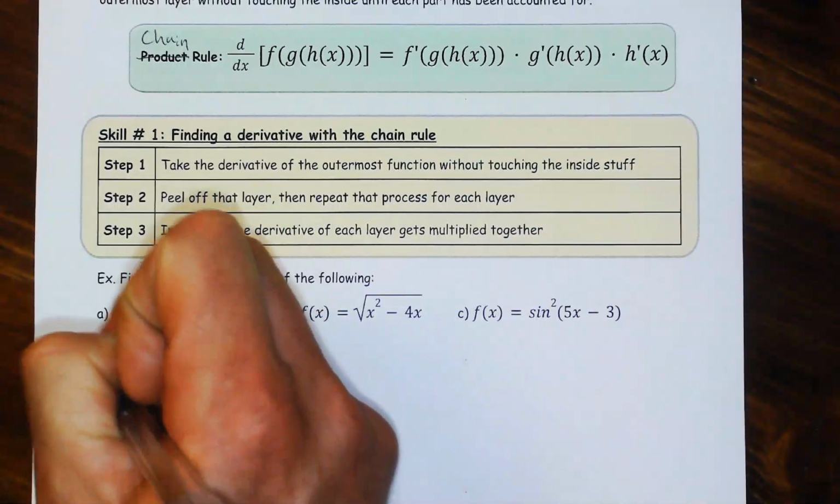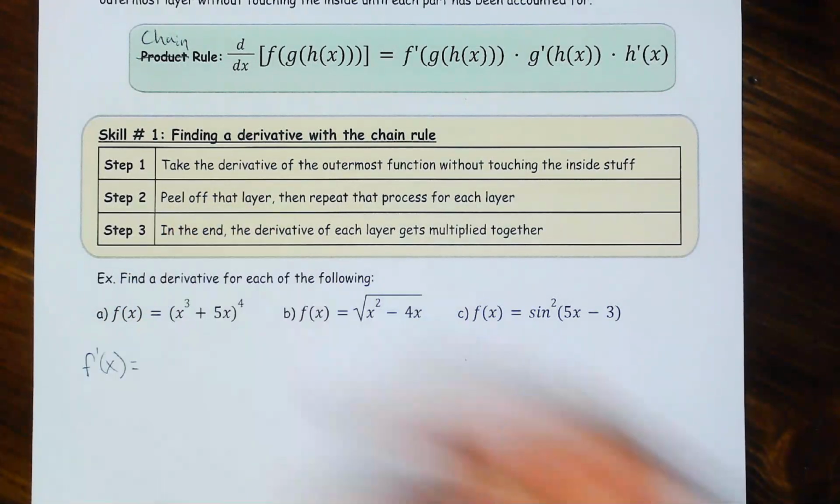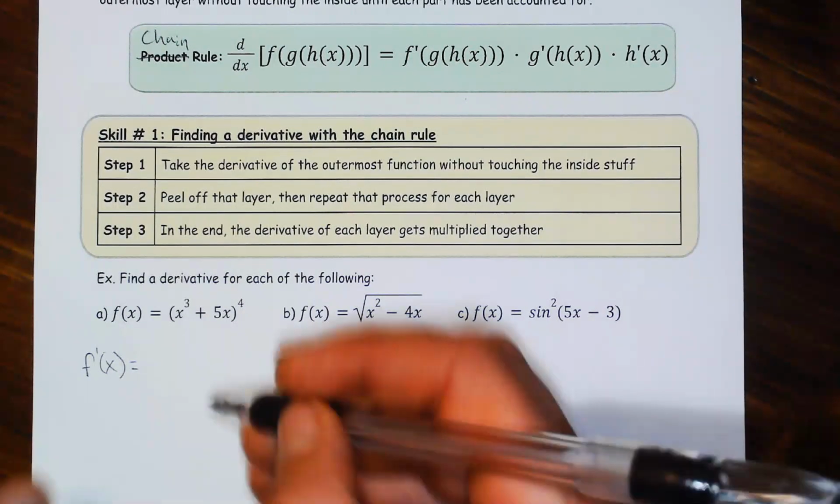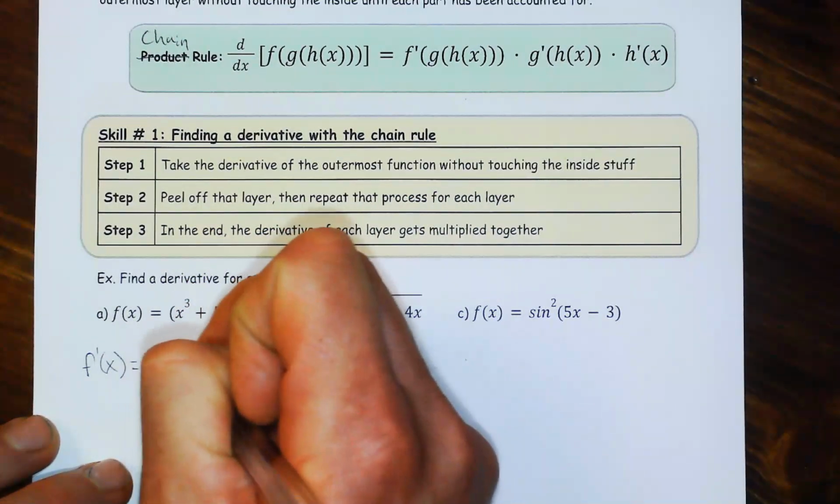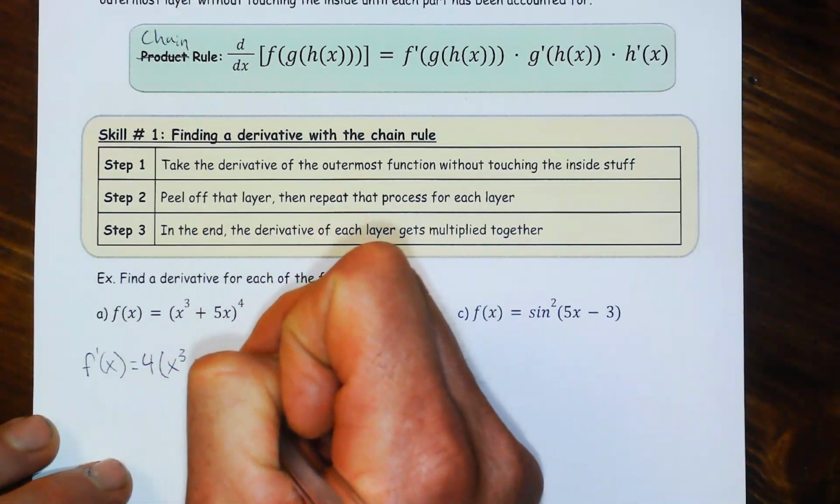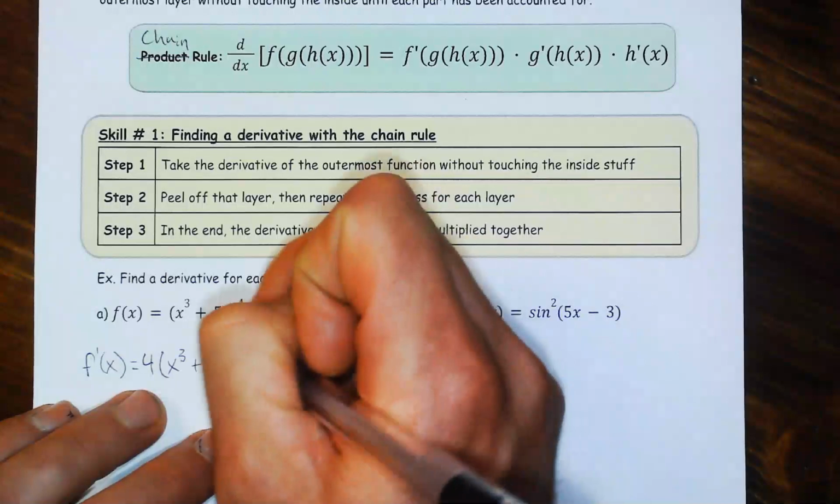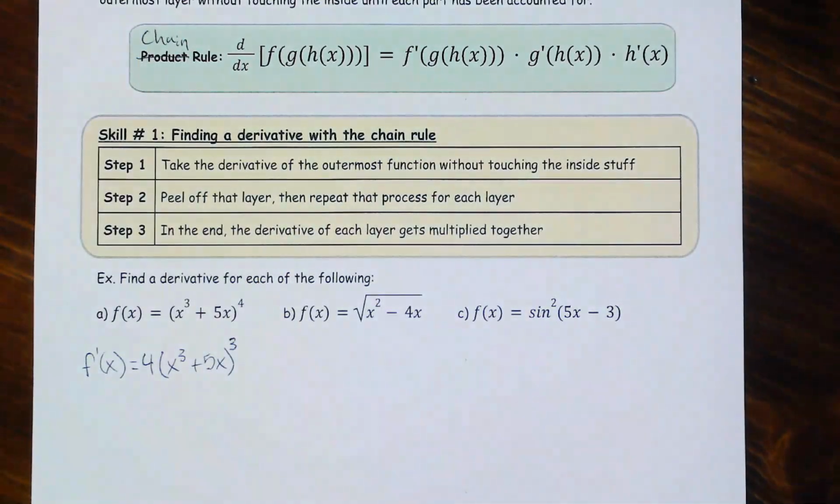So f prime of x in this case, the outermost layer is this something to the 4th power. And the way we deal with something to the 4th power is just to use the power rule. I'm going to multiply my exponent out front. I'm not going to change the inside at all. And then I'm going to subtract 1 from the exponent. So that is how you would deal with the outside layer, the 4th power.